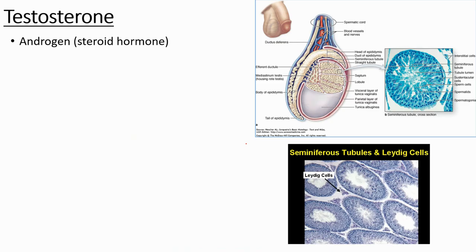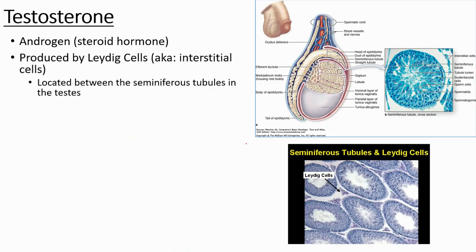So testosterone, again, is an androgen. Androgen is a big umbrella term. The specific androgen we're talking about is testosterone, and it's a steroid hormone. It's produced by the Leydig cells, also known as interstitial cells, which is located between the seminiferous tubules in the testes. So it's in that interstitial space, just showing you again where that is.